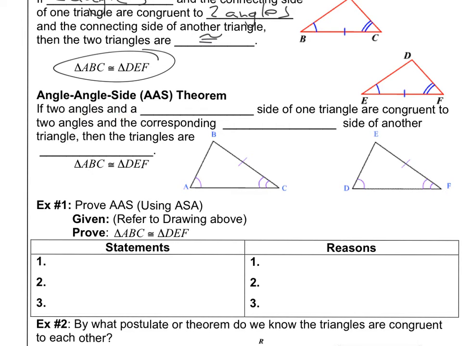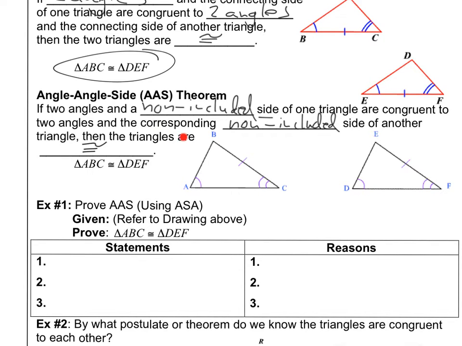If 2 angles and a non-included. Now, what do I mean by non-included side? Well, let me show you what I mean. See, I have 2 angles. Non-included basically means not in between. Okay? That's what makes it different from ASA, is that the side is not in between the 2 angles. So if 2 angles and a non-included side of one triangle are congruent to 2 angles and the corresponding non-included side of another triangle, then the triangles are congruent.